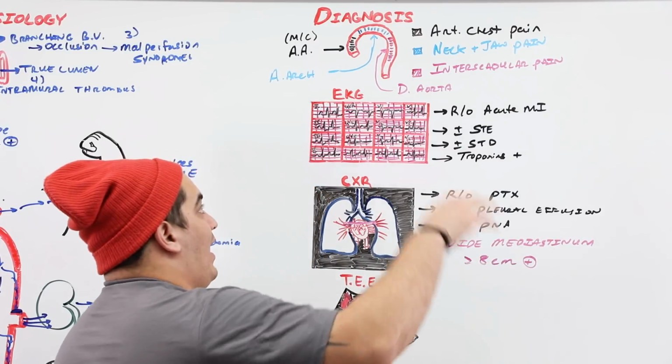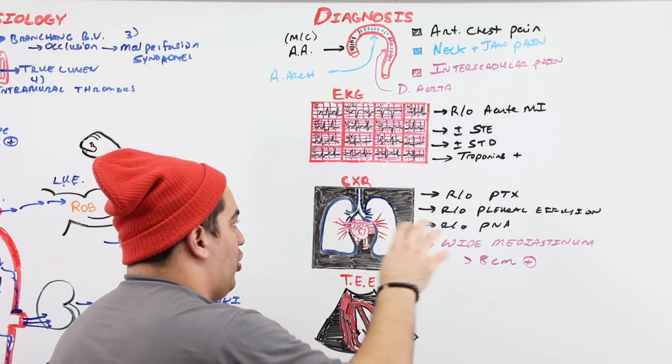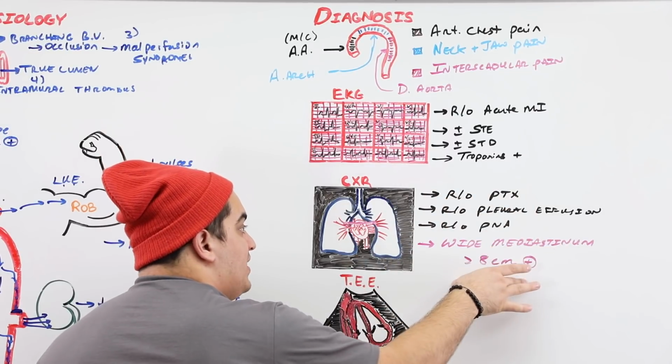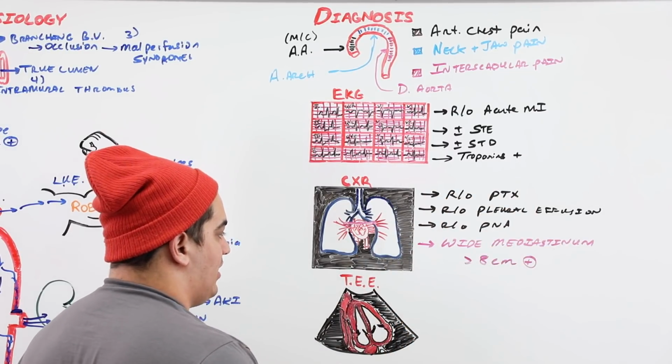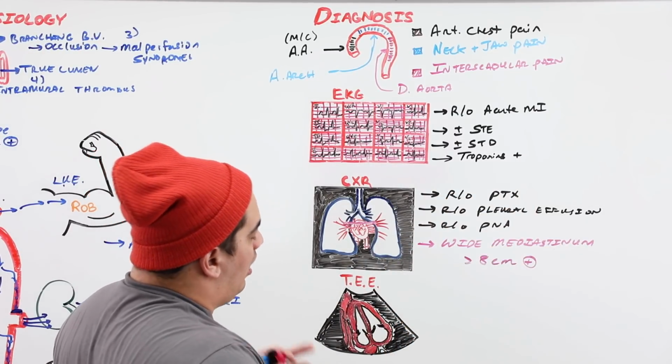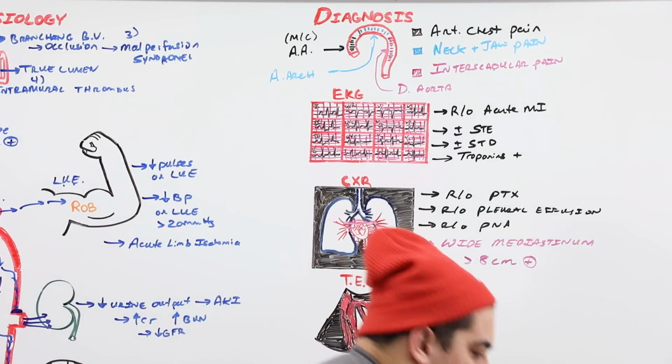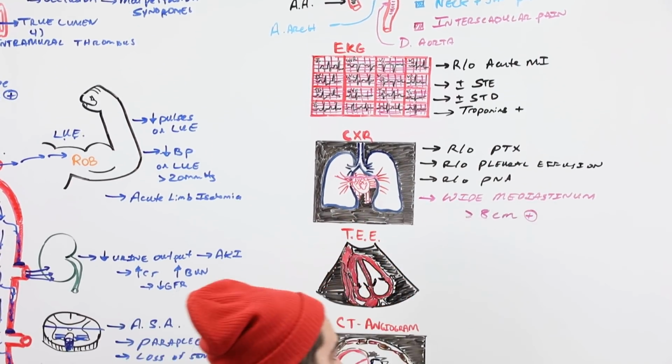Okay, we got EKG correlating with the troponins. We got a chest x-ray to help us rule out other things that could be the cause of the chest pain. We see a widened mediastinum greater than 8 centimeters. What else could we do? Other things that you can do is a TEE. Now, this is not always the first thing that you're going to do.